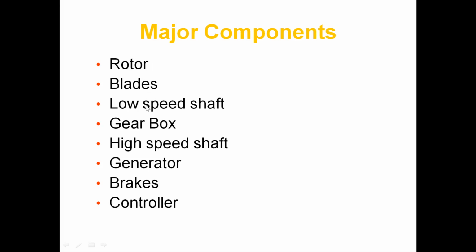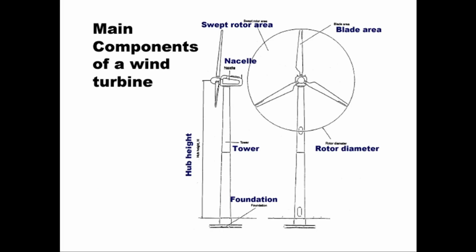So this is in the order, starting from the left side. If you see the previous diagram, this is in the order. Then the electric generator, then there should be brakes, and a controller to control the speed of the turbine. The controller should be there to maintain the proper speed and to deliver the generated electricity to the grid.